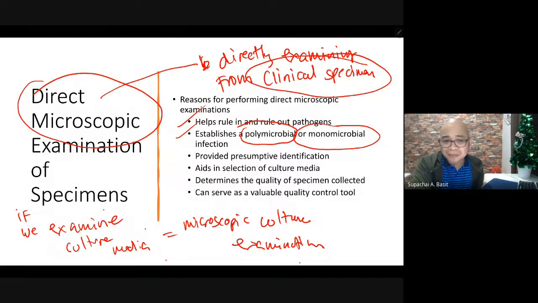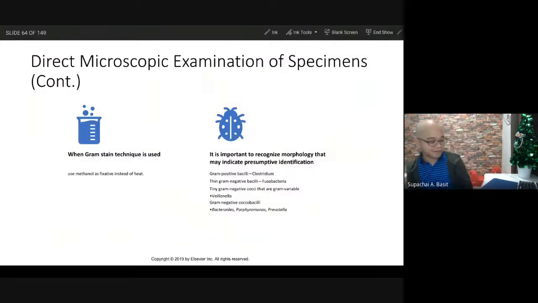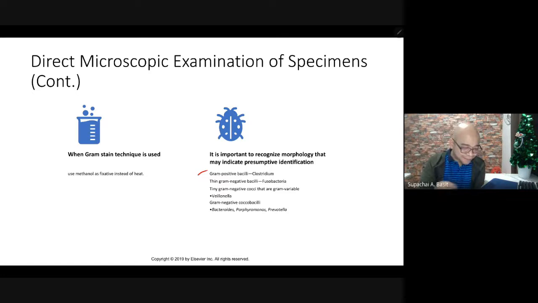It can also determine the quality of the specimen collected and can serve as a valuable quality control tool. Okay? So, direct microscopic examination of the specimen is important, especially when we use methanol as fixative instead of heat. It is also important to recognize morphology that may indicate presumptive identification. So for example, if we are suspecting Clostridium tetani, we should see gram-positive bacilli.